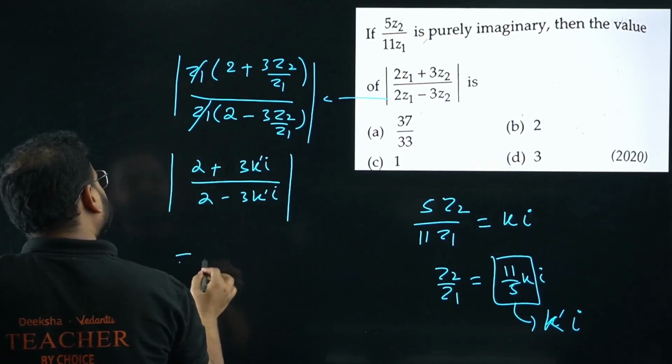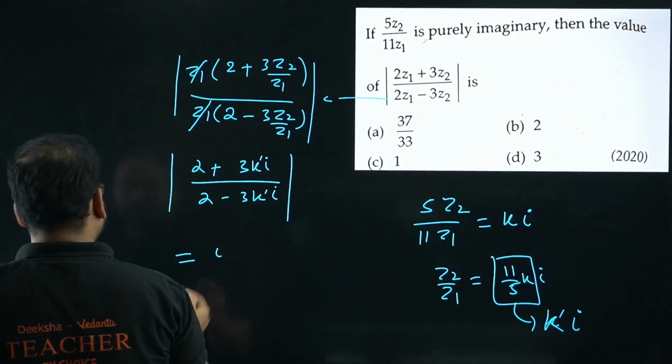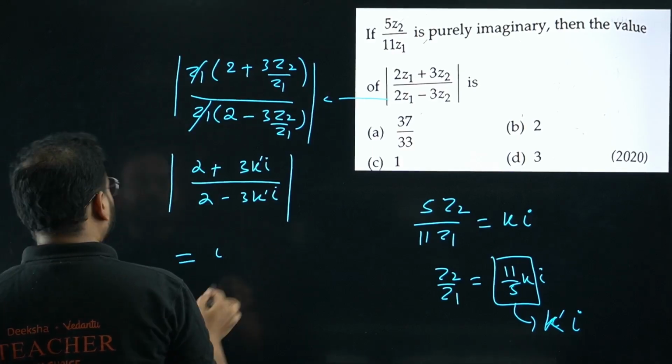What is this going to be? Simply, sir, please check, 1, right? Because it will become i, no? So you'll have simply answer of modulus we're looking for, right? We're looking for modulus, it will become 1 only.